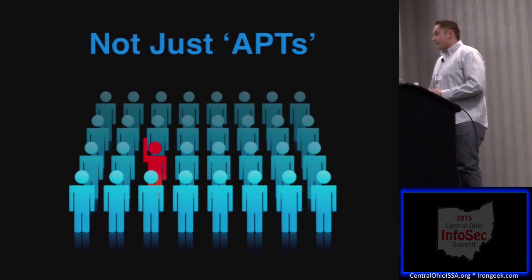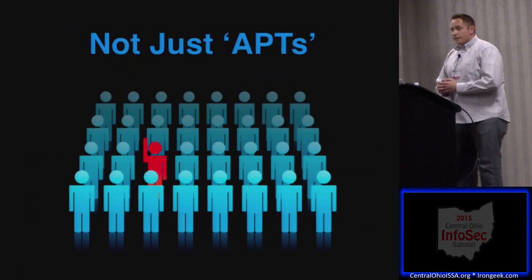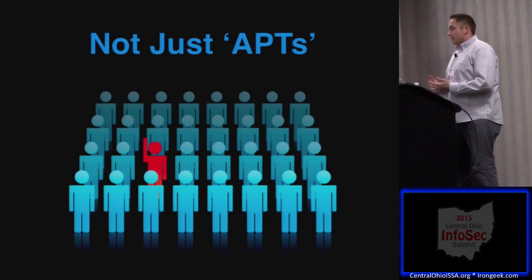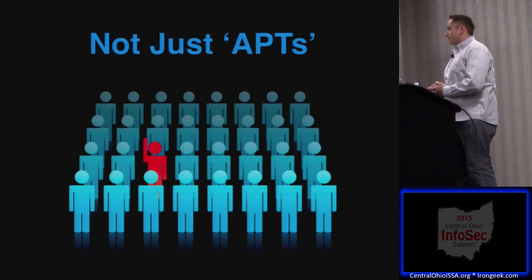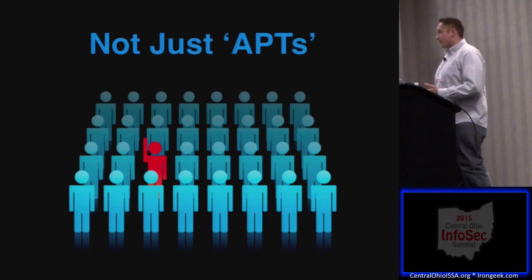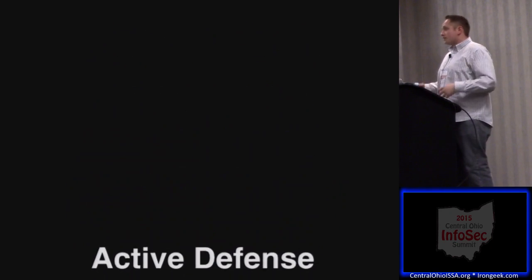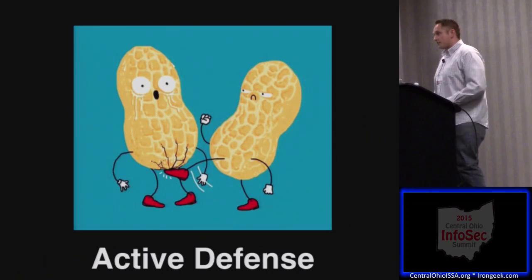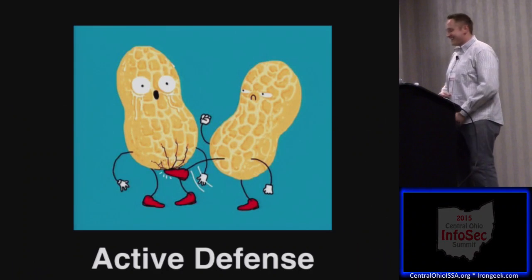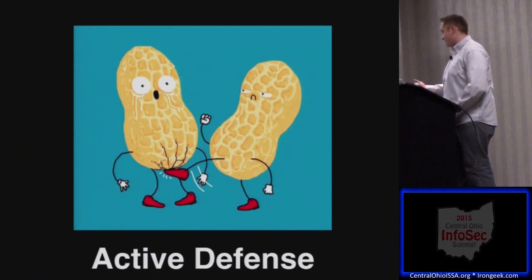We have to worry about internal adversaries as well. You have people that work for you that may not be the most trustworthy people, especially if you have very high value intellectual property. So that's why I really like the active defense approach. Now, and this graphic is just great.